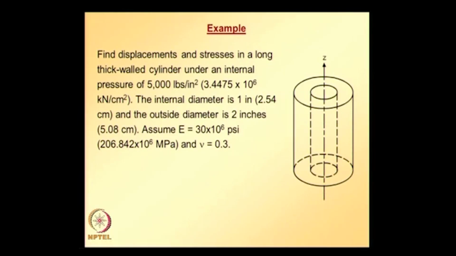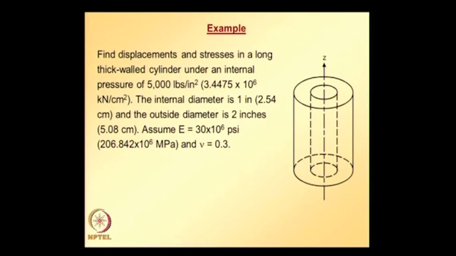So, this is the thick cylinder that we are going to solve for displacements and stresses, and as you can easily see, it satisfies all the conditions: the structure geometry, loading, and also material properties are symmetric with respect to the axis of revolution. So, we can take symmetry into advantage, and we can solve this as a 2-dimensional problem.